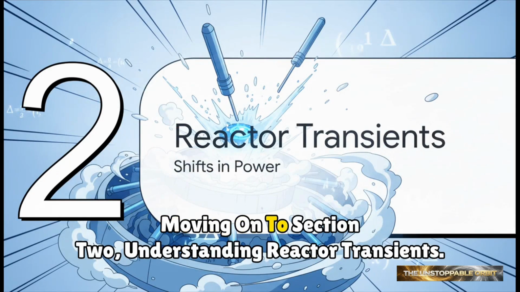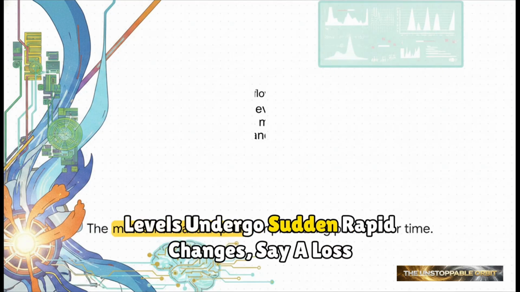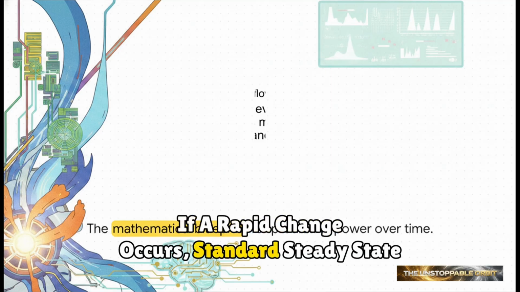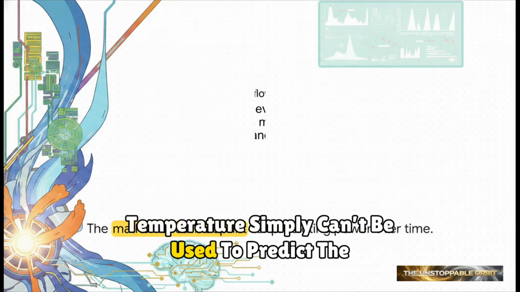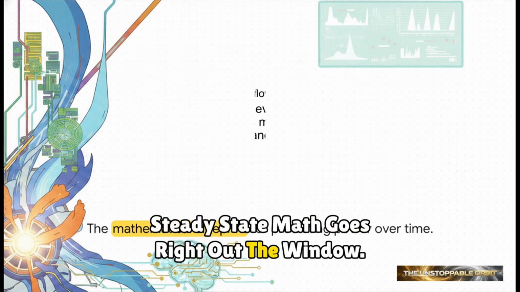Moving on to Section 2, understanding reactor transients. But what happens to our math when power levels undergo sudden, rapid changes, say a loss of coolant or an accidental rod ejection? If a rapid change occurs, standard steady-state temperatures simply can't be used to predict the reactor's behavior. Steady-state math goes right out the window.